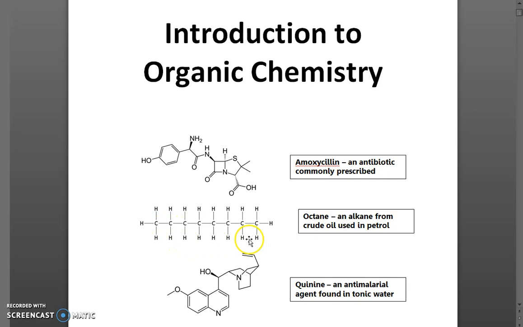Octane is a component of crude oil and is used in petrochemicals, and also quinine is an antimalarial agent which is found in tonic water and has proved very difficult to synthesize or to make. You will notice that there is a difference between the structures of quinine and amoxicillin versus octane, because in amoxicillin and quinine there doesn't appear to be any carbons, and we'll try and explain the reasons for that in a few minutes.